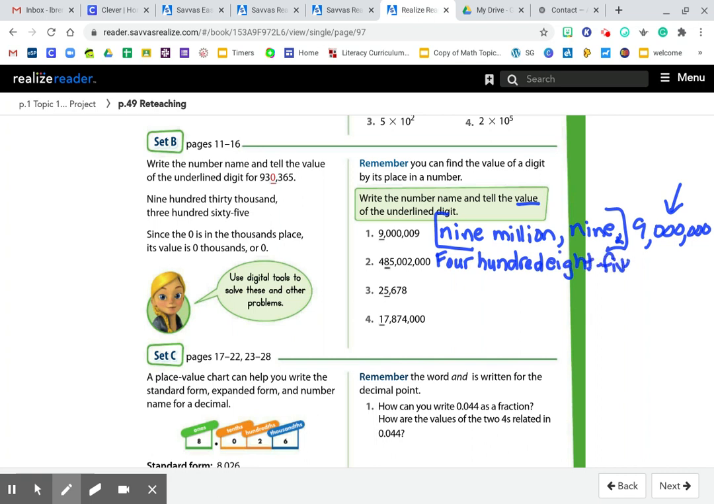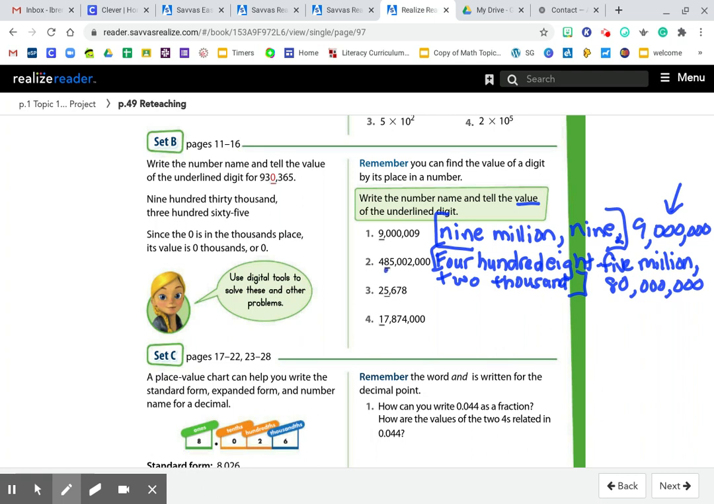And we have to name the period. It's 485 million. Put a comma after the period. 2,000. That is our number name. And the value of that 8 is 80 million. That's where that 8 equals. It's in the 10 millions place value. So we just pull it right out and throw a bunch of zeros after it.